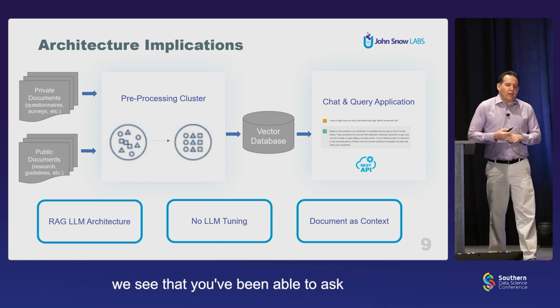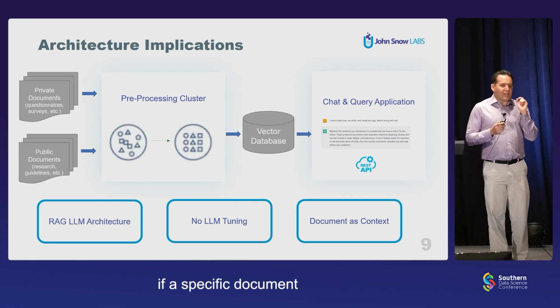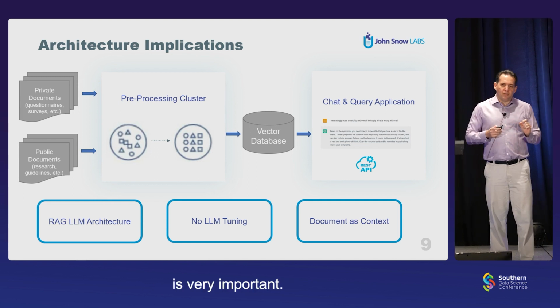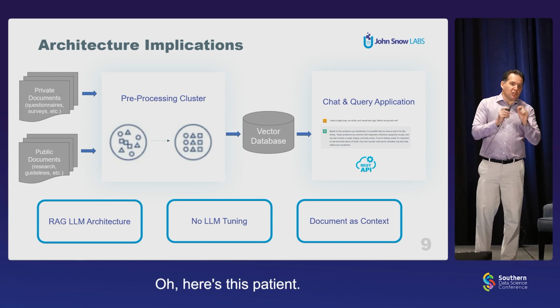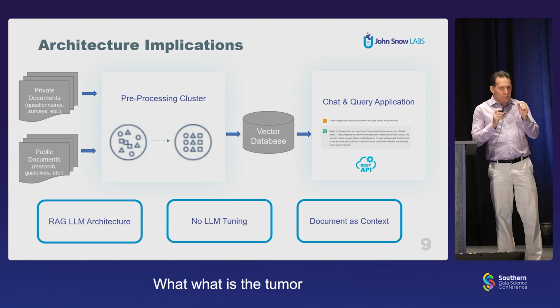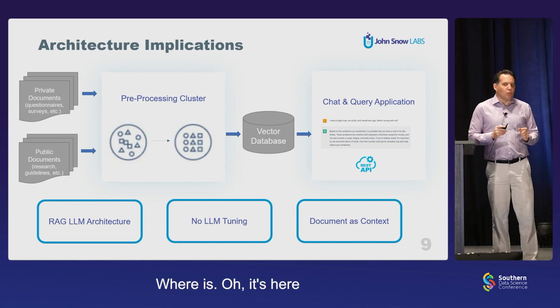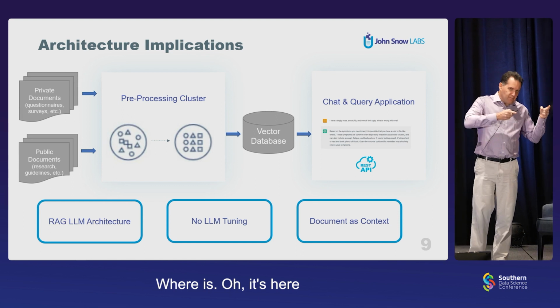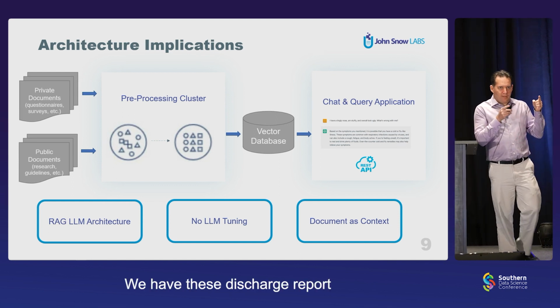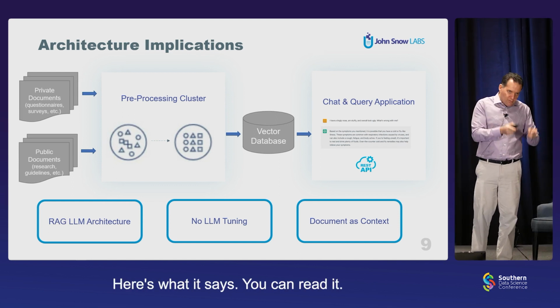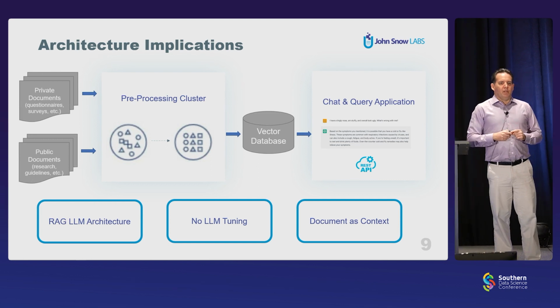The other thing we see is that being able to ask about a specific document is very important. Here is this patient. What is their tumor staging right now? Here's the TNM value. Where is it? Oh, it's here. Nine weeks ago, we have this discharge note, we have this pathology report. Here's what it says, you can read it.